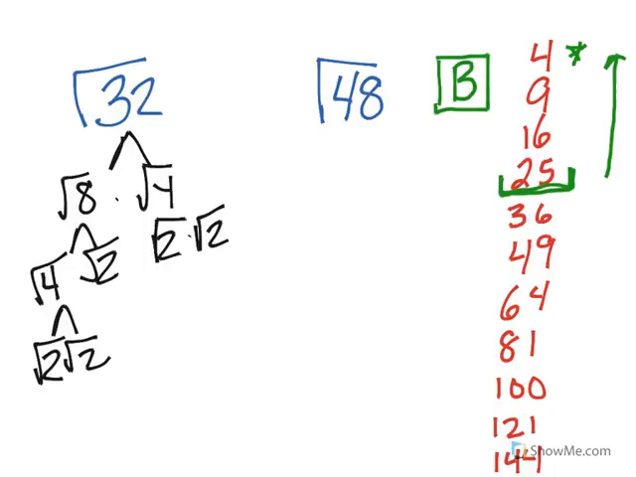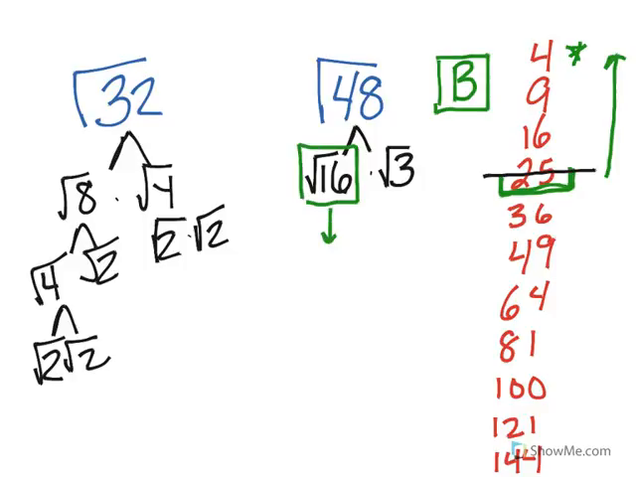So 25 does not go into 48. Then I move to 16. 16 does. So 16 times 3, if you put that in your calculators, 48 divided by 16 is 3. So here's what we're going to do. This is a perfect square. Take the square root of it. It becomes 4. And move that radical 3 behind it.